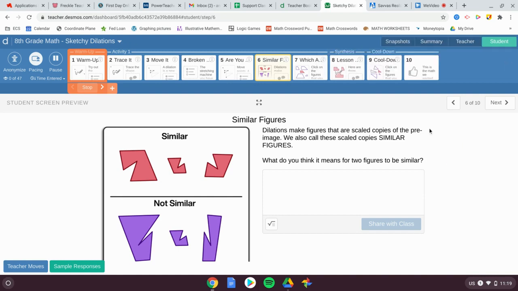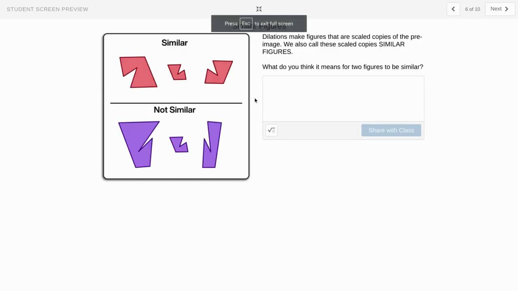So let's go back here. It says dilations make figures that are scaled copies of the pre-image. We also call these scaled copies similar figures. So they're not congruent anymore. They're similar because, like, you have a small car or the actual car. They aren't congruent, where they can match up exactly, but they are similar because one's smaller than the other.